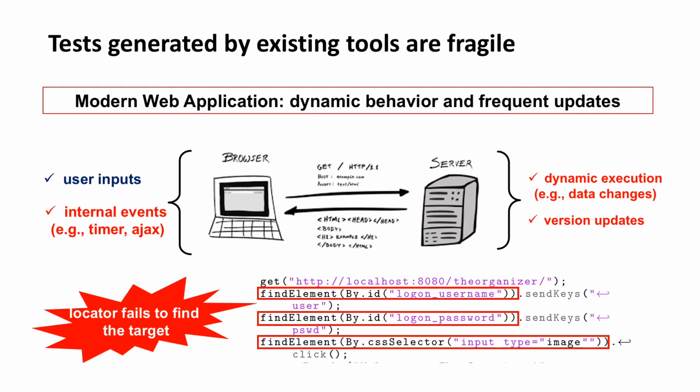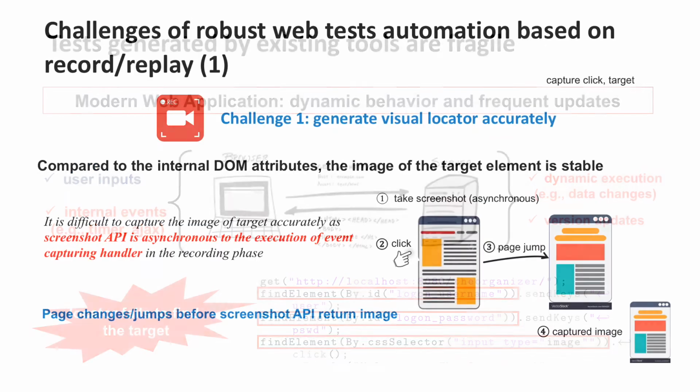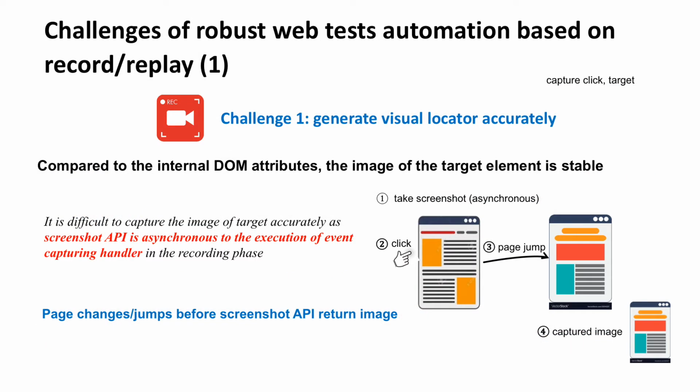Modern web applications are characterized by dynamic behavior and ultra-rapid development cycles, and the tests generated by existing record-replay tools are fragile and can easily break during playback. For example, the locator in the test script fails to identify the target element. Therefore, it's necessary to design a new record-replay technique to improve the robustness of the generated end-to-end tests.